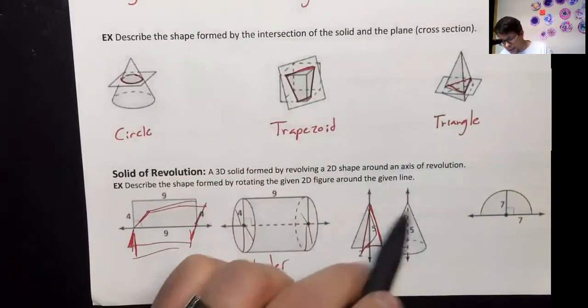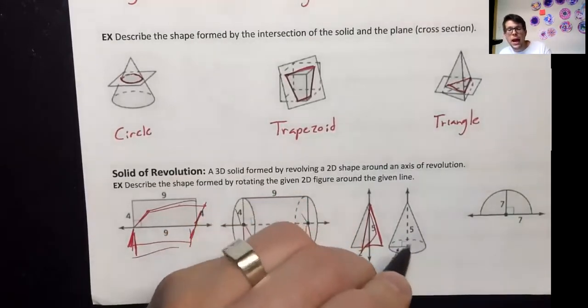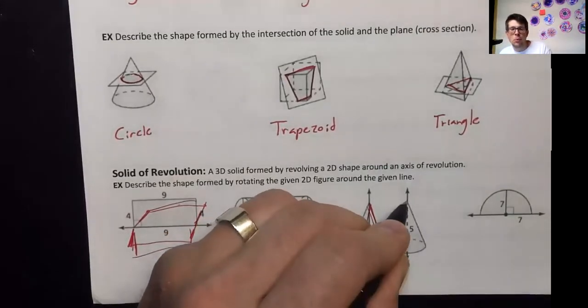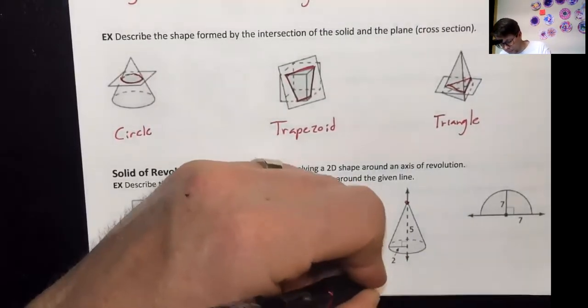And what's going to end up happening is that it would spin so fast that you would create this circular base down here on the bottom, and you would end up meeting at that point on the actual axis of rotation right up there at the top. That's a cone.